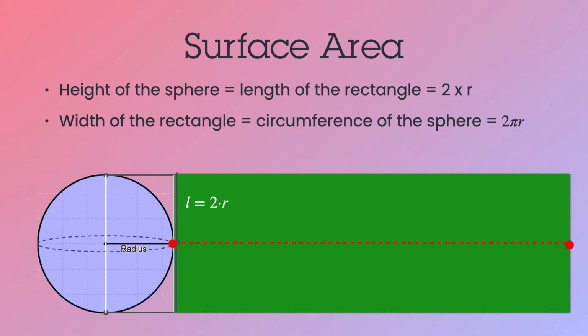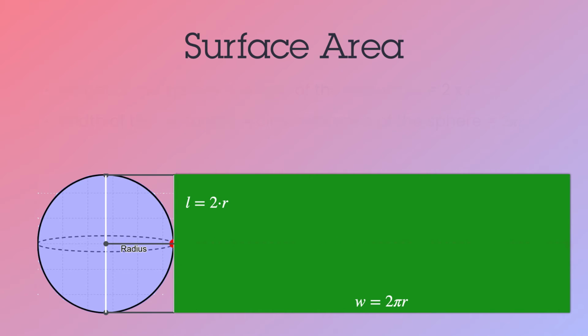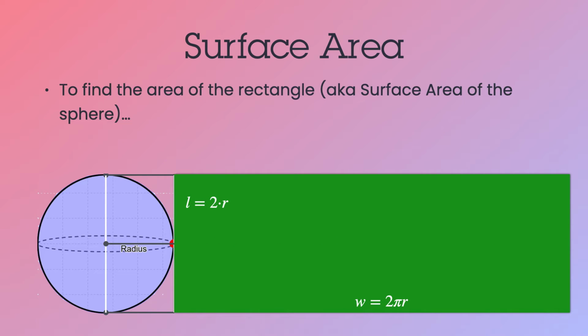So the circumference is 2 times pi times r. That will also be the width of the rectangle. So to find the area of this rectangle, aka the surface area of the sphere, we're going to multiply these two things together because area of a rectangle is length times width. So we'll fill in our new expressions for length and width. Length was 2 times r, and then width is 2 pi r.